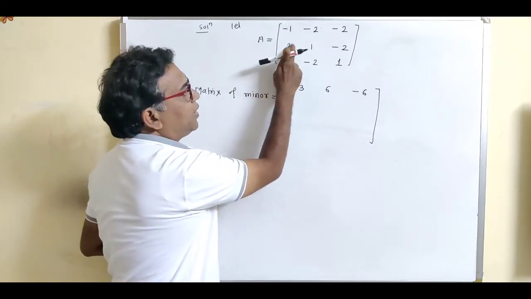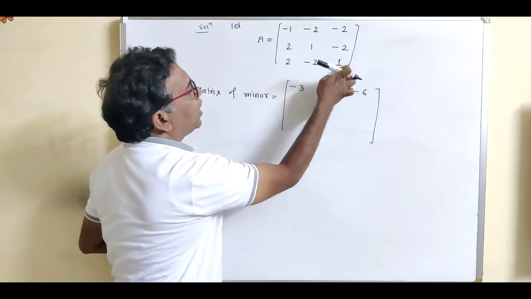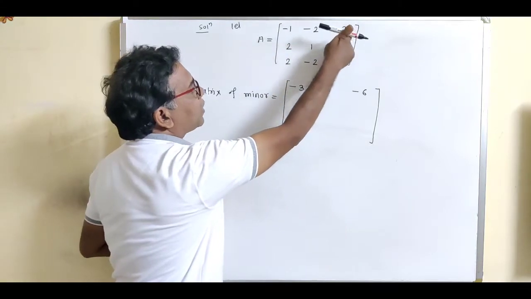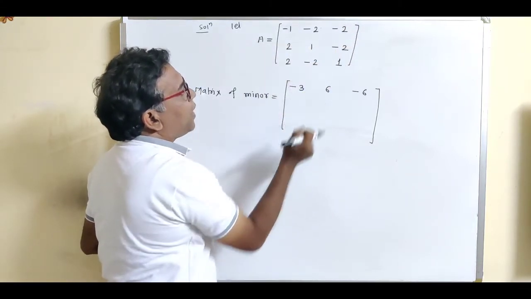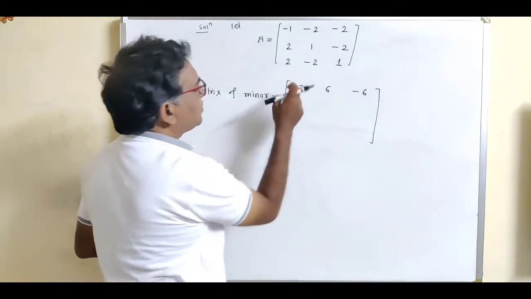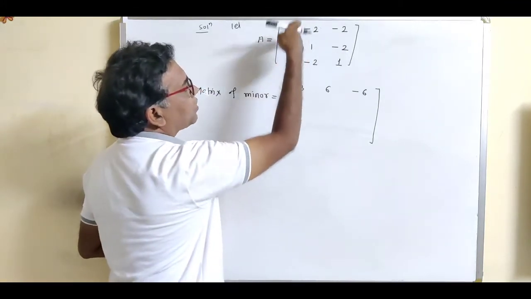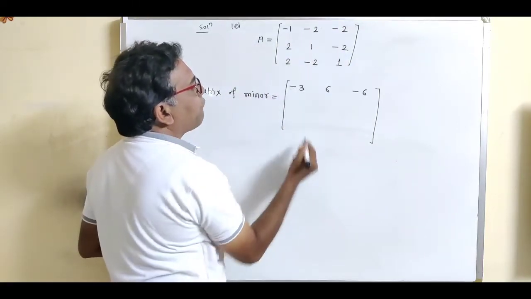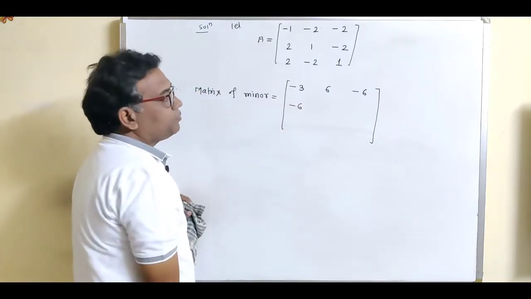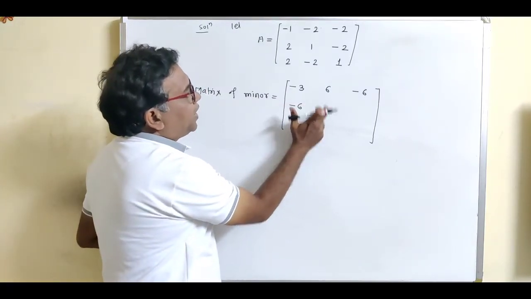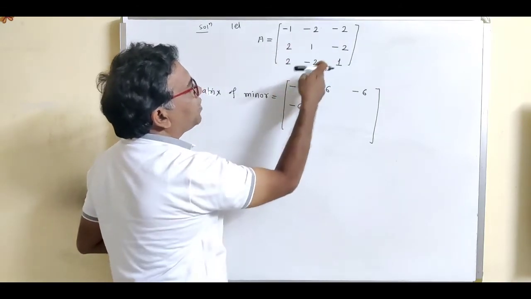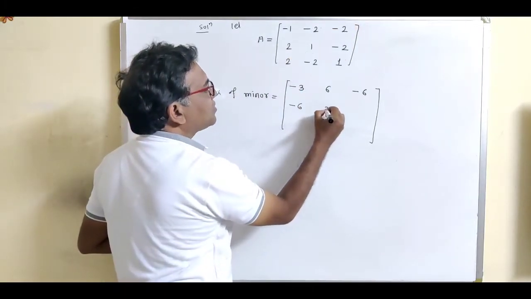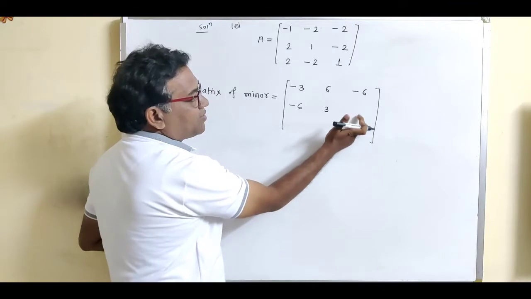So for this element, delete this row and the corresponding column and take the determinant of the remaining elements. So minus 2 and minus plus 4, minus 2 plus 4. So this is the element. Delete corresponding row, corresponding column and take the determinant: minus 2 and minus 4. So this is minus 6. For the middle element, delete corresponding row, corresponding column and take the determinant: minus 1 and plus 4. So this is 3. Find out this next minor element.